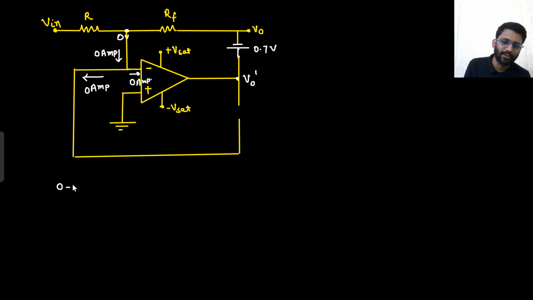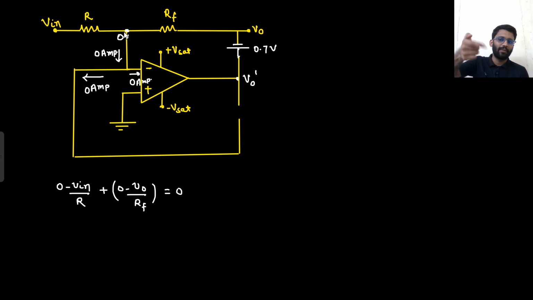So what will be my nodal? 0 minus Vin by R plus 0 minus V naught by Rf is equal to 0, because this is 0 ampere current. So 0 minus Vin by R, 0 minus V naught by Rf. That's it. I need the V naught voltage, nothing else.